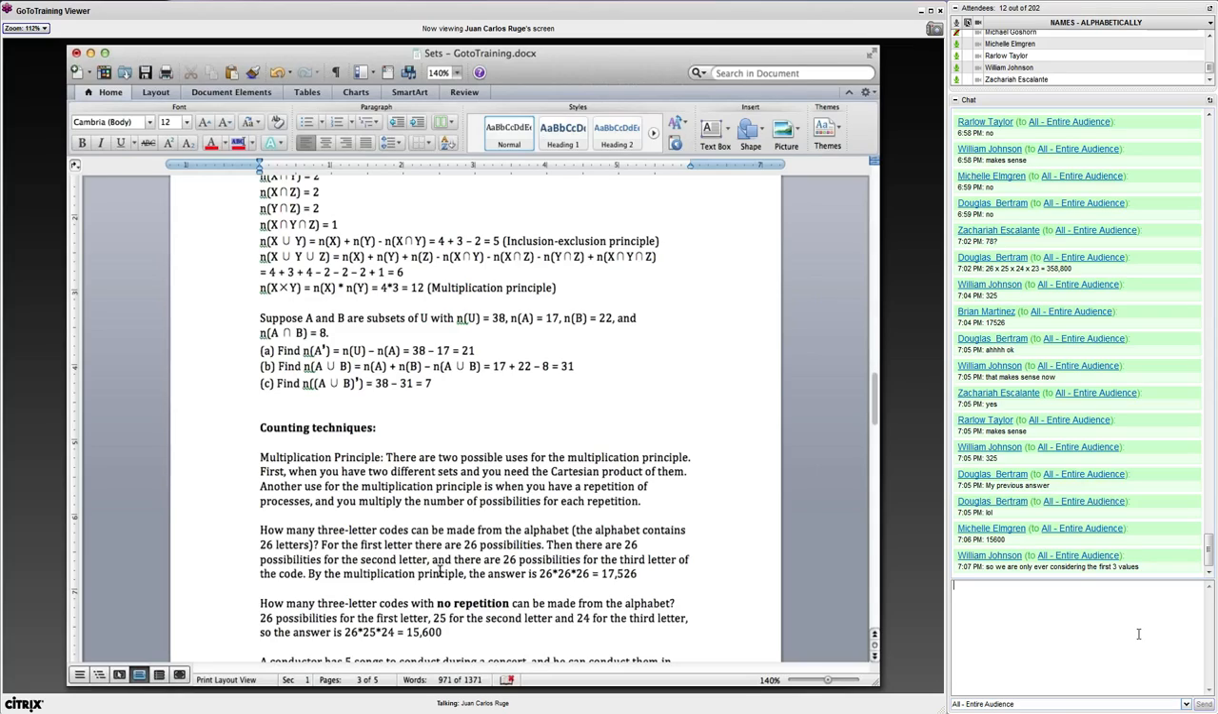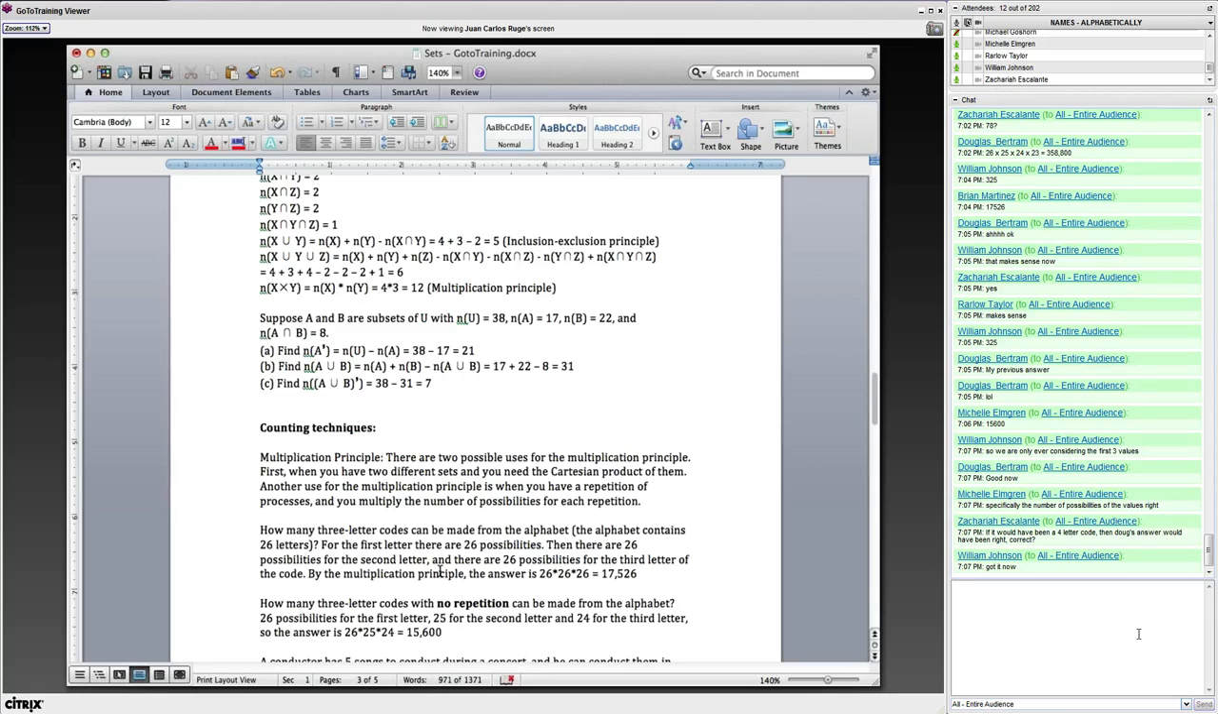Oh, well, William, we're considering the three values. So we're talking about three values where the possibilities that we have. Yes, specifically the number of possibilities of the values. How many possibilities? Zach, yes. If it was a four-letter code with no repetition, Duke's answer would have been right.